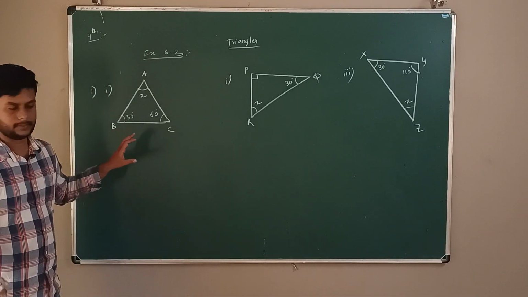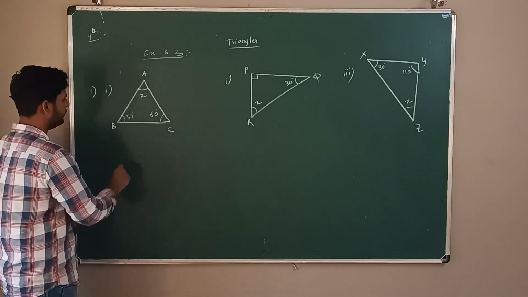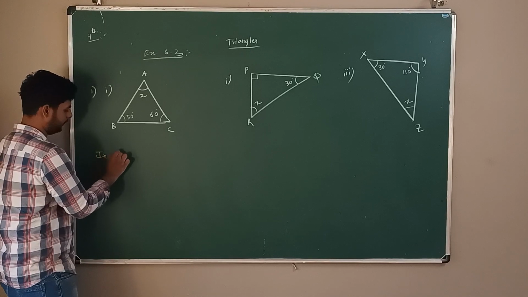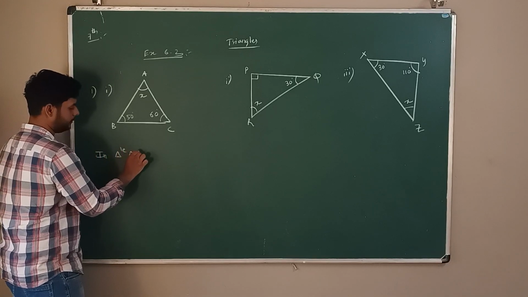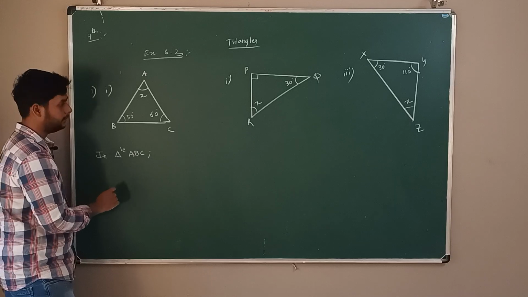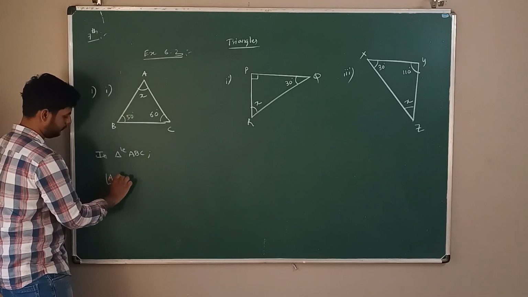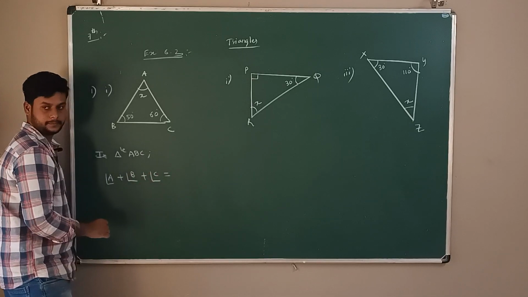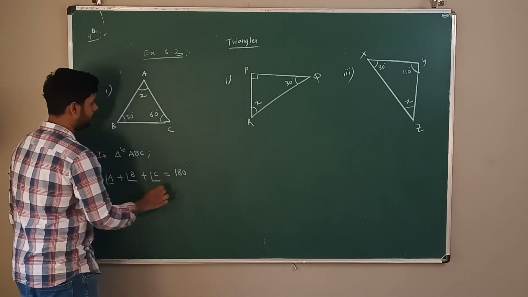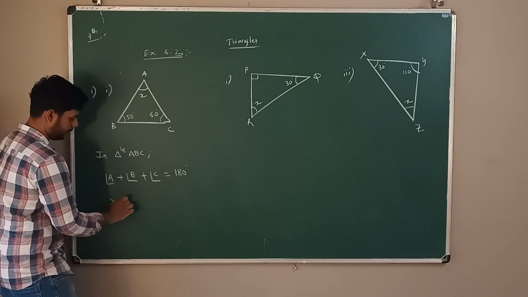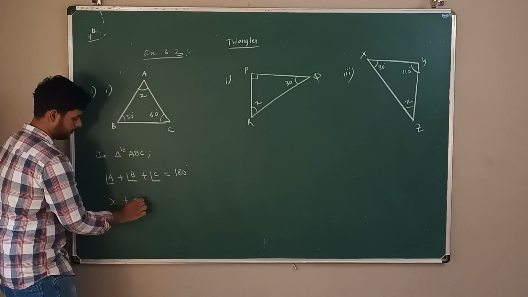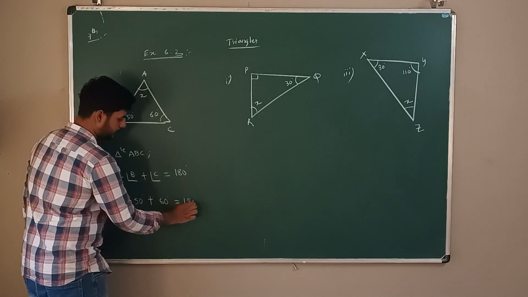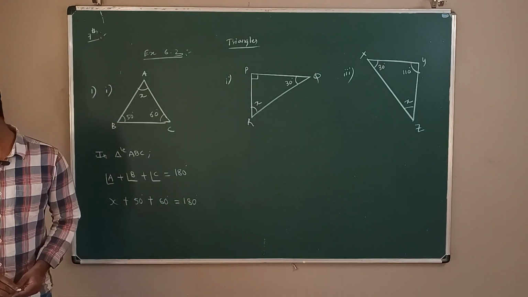See here now, I will tell you. We will do this from the beginning. X. So I should add in the triangle. In triangle ABC, angle A plus angle B plus angle C is equal to how much? 180 degrees. Angle A is X, angle B is 50, angle C is 60, is equal to 180. Understood or no? How I am doing?